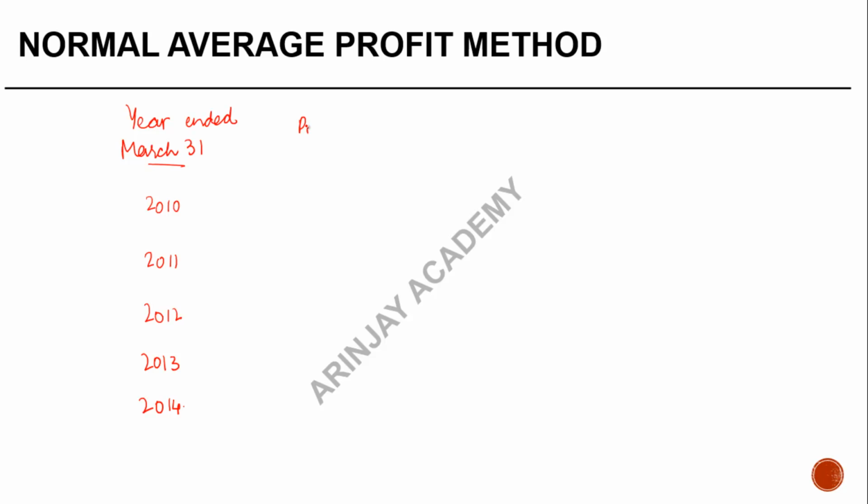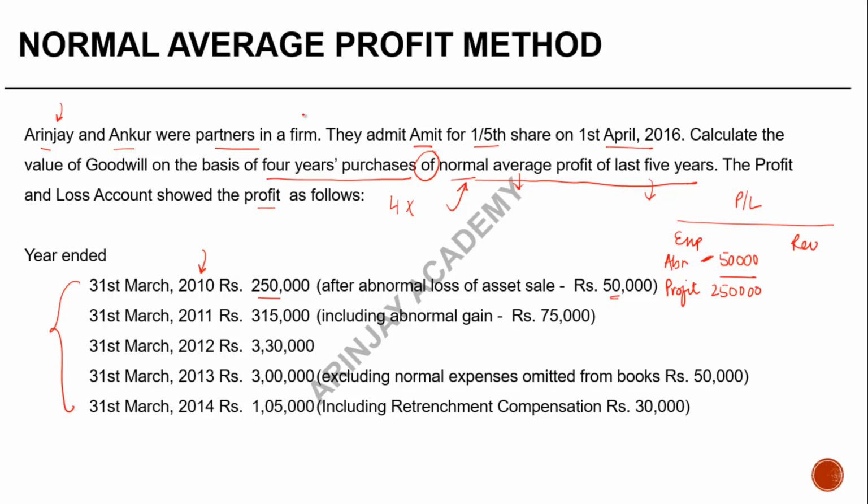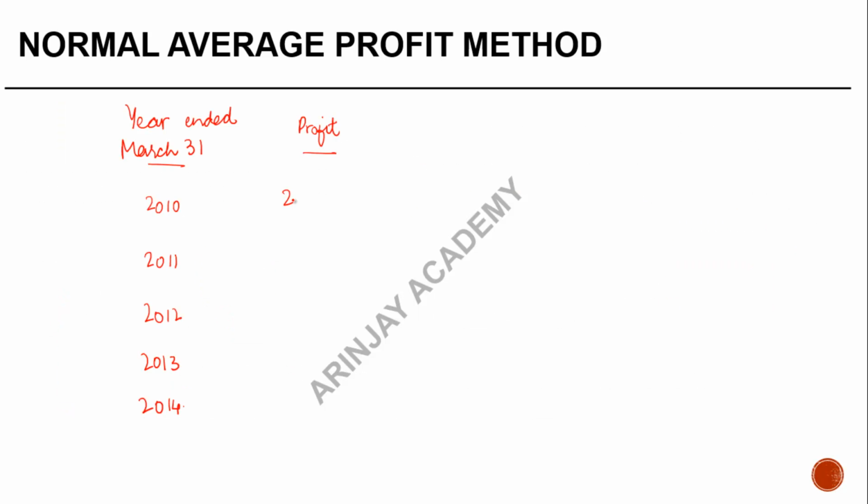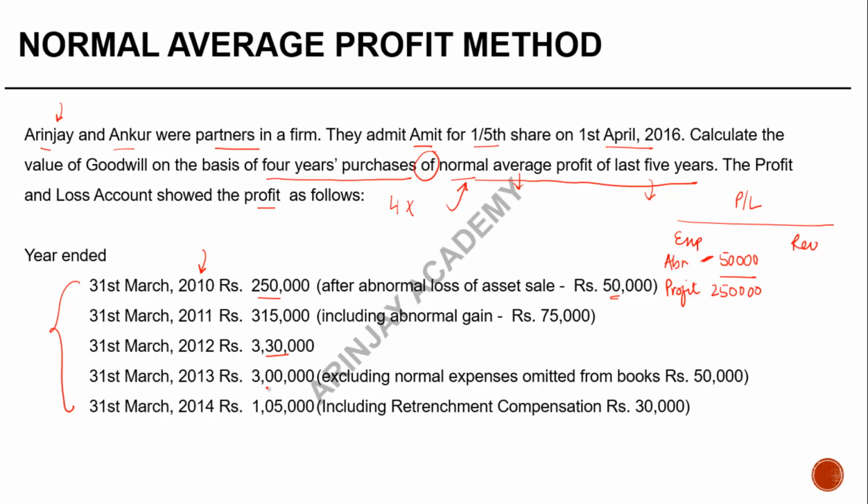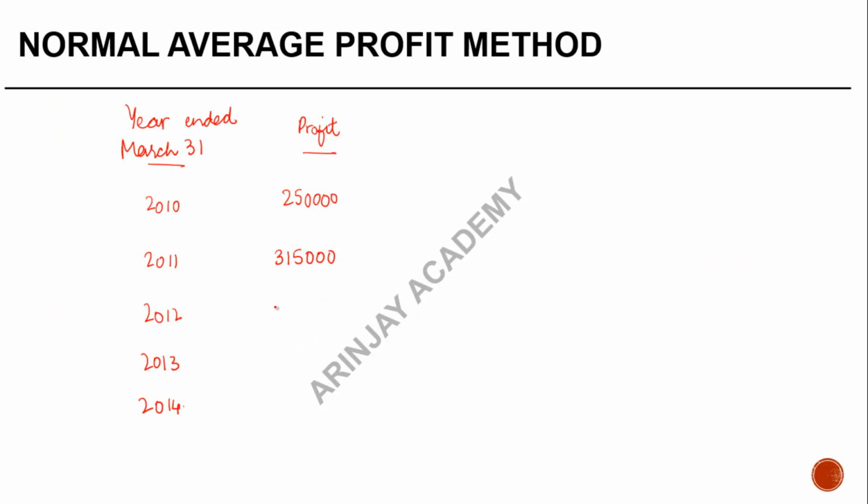How much is the profit which is shown in the profit and loss account? And I'm talking about the profit without adjustment. So you have 2,50,000, 3,15,000, then you have 3,30,000 and 3 lakh.